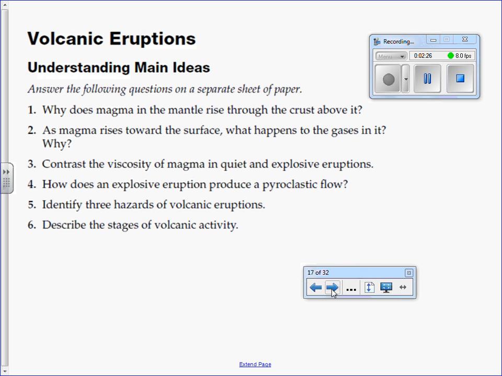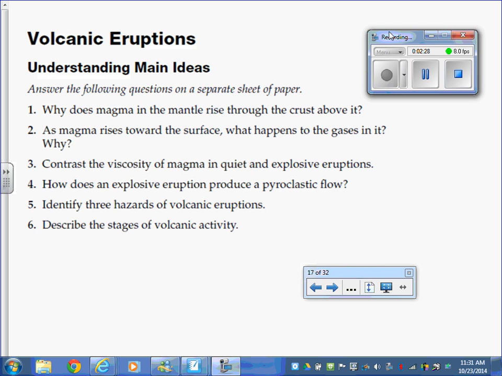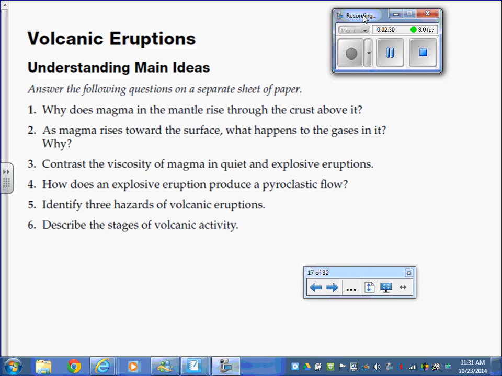Hang on just one second. So these next, these were the questions on the front side of that. We talked about this briefly. We'll talk about the different types of eruptions here. Let's just go over a couple of these questions, not all of them. So why does magma rise? Why does magma in the mantle rise through the crust above it?